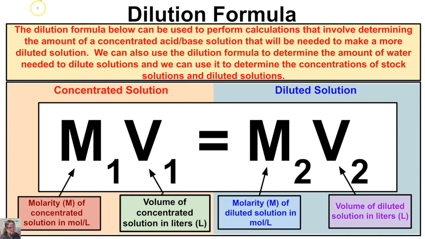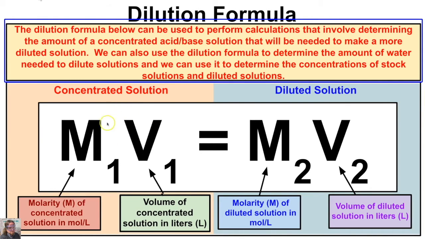And so it says right here that the dilution formula below can be used to perform calculations that involve determining the amount of a concentrated acid or base solution that will be needed to make a more diluted solution. Furthermore, it says also that we can use the dilution formula to determine the amount of water needed to dilute solutions, and we can use it to determine the concentrations of stock solutions and diluted solutions. So the dilution formula, or M1V1 equals M2V2, has a lot of use. We can apply it to several different types of problems, and that's what we're going to do in this video.